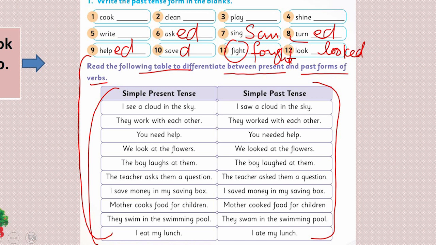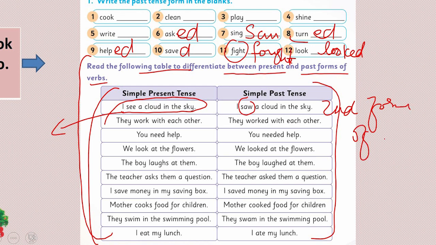Simple present tense has the first form of verb and the simple past tense has the second form of verb. So here, I see a cloud in the sky. Yes, what is the verb here? Yes, see. See is the first form of verb, so it is present. And saw here is the second form of verb, so it's a past tense. I want you to read all these sentences here. It will make your concepts more clear.